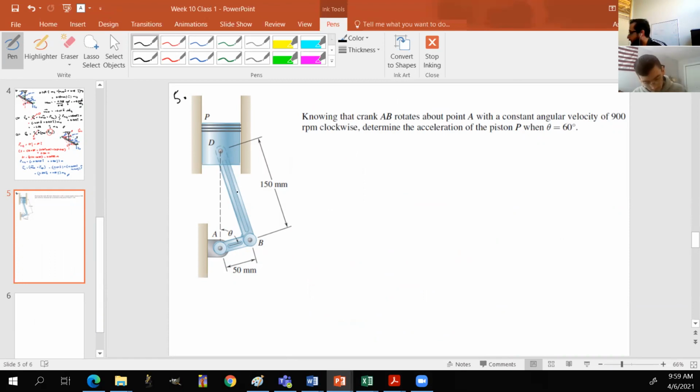First things first, let's find omega AB by converting the 900 RPM. Remember, we're always using y, x, and counterclockwise z hat positive. So this is going to be minus 900, because it's clockwise. Converting RPM into radians per second: 1 revolution is equal to 2 pi radians, and 1 minute is equal to 60 seconds.